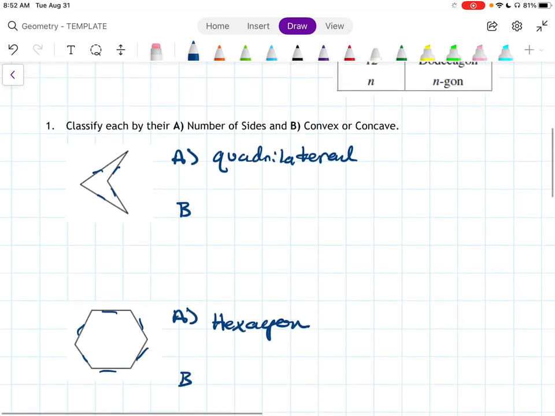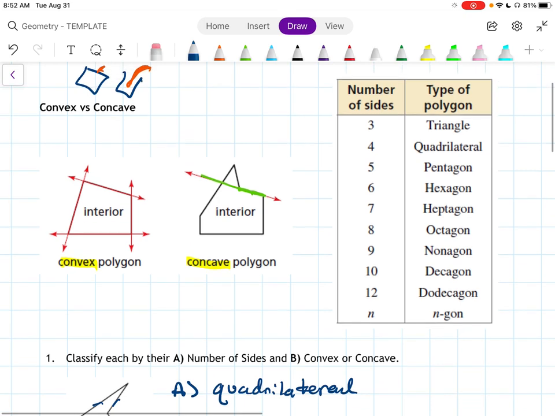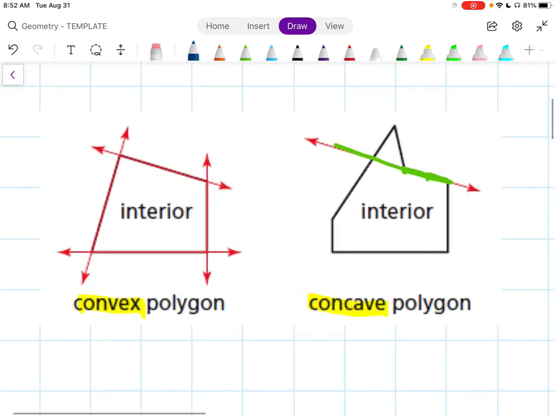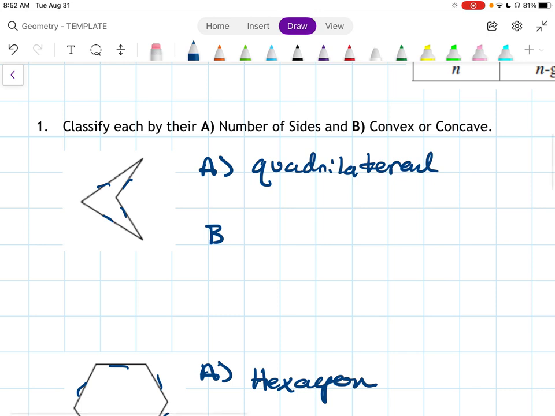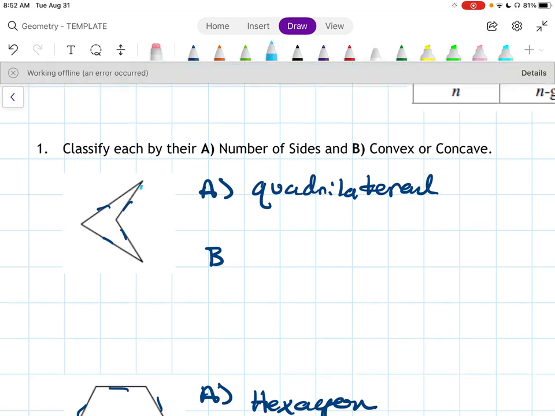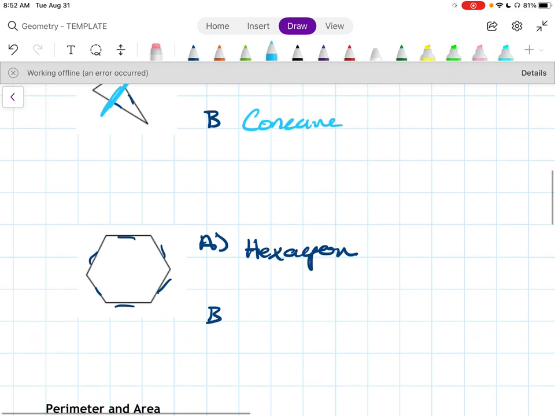Now, for convex versus concave. I think of most shapes as being convex in general, and then if I'm able to cut it in half or cut it in pieces, then I call it concave. Number one here, or the first one here, if I took this side and I extended it, it would cut it. So this one's going to be concave. For the second one here, I could extend all of these sides and I wouldn't be able to cut any pieces of it, so it's going to be convex.